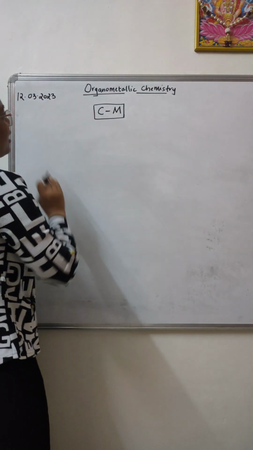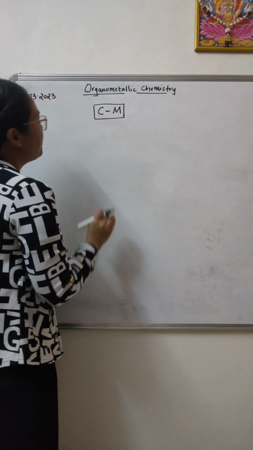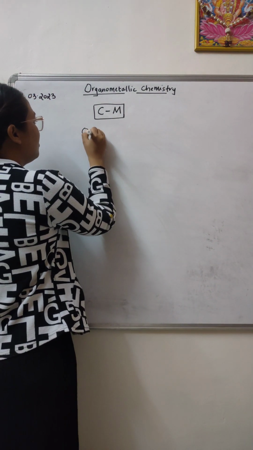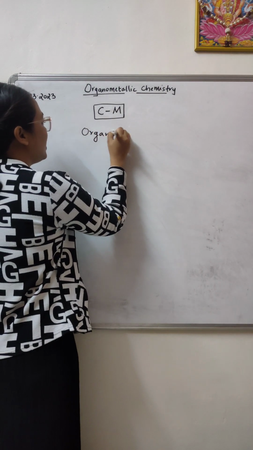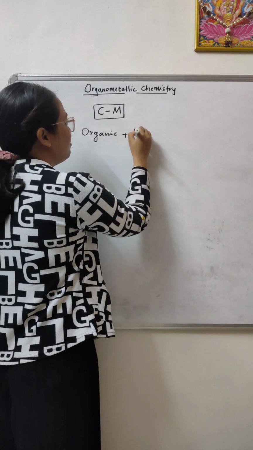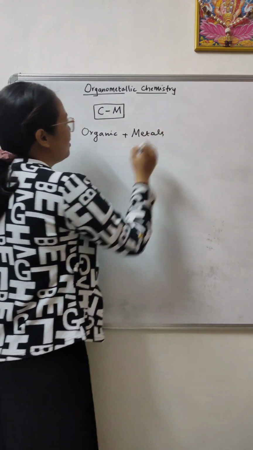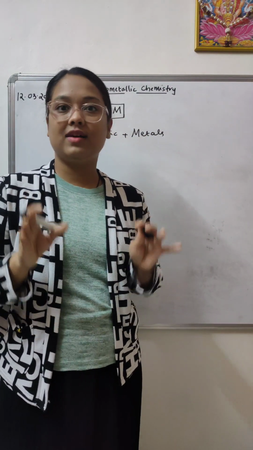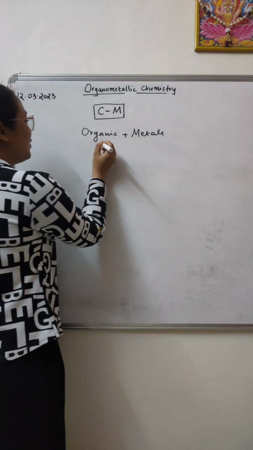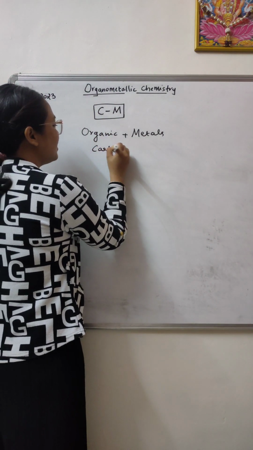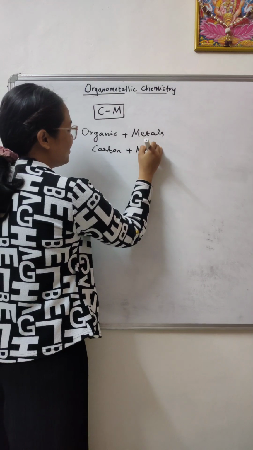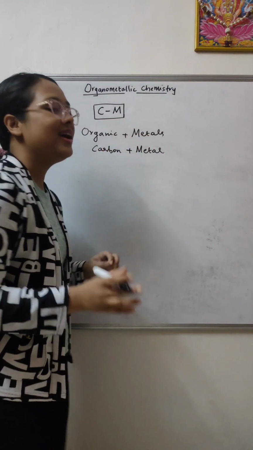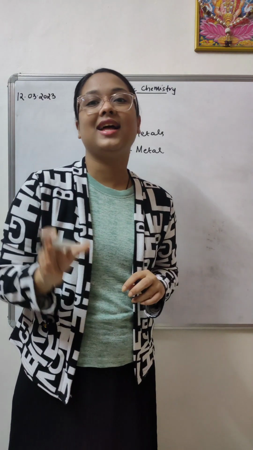Because if you just look at the word organometallic, it is basically made up of two words. Organo comes from organic, and metallic is obviously metals. Now, we know that in organic chemistry, the fundamental element is carbon. So, carbon and metal. So compounds which contain a carbon-metal bond are known as organometallic compounds.